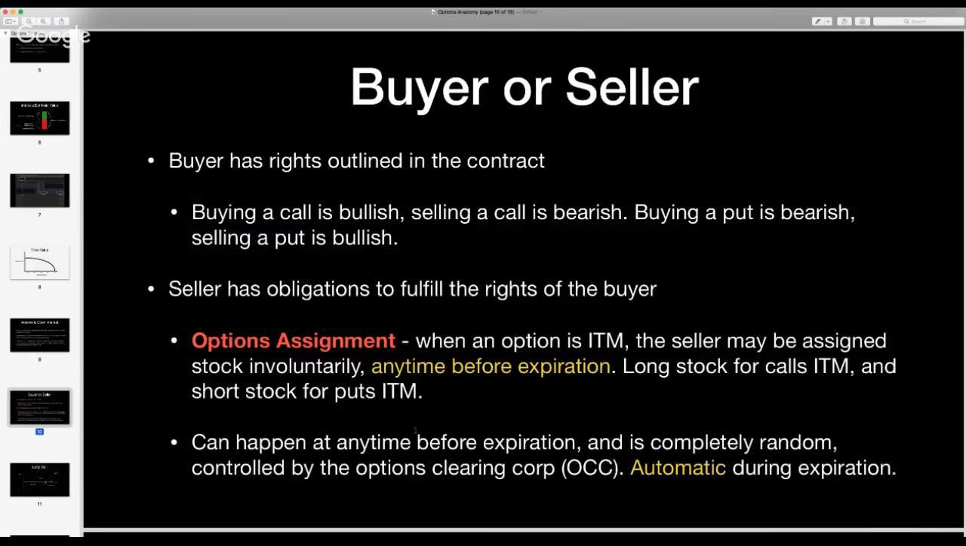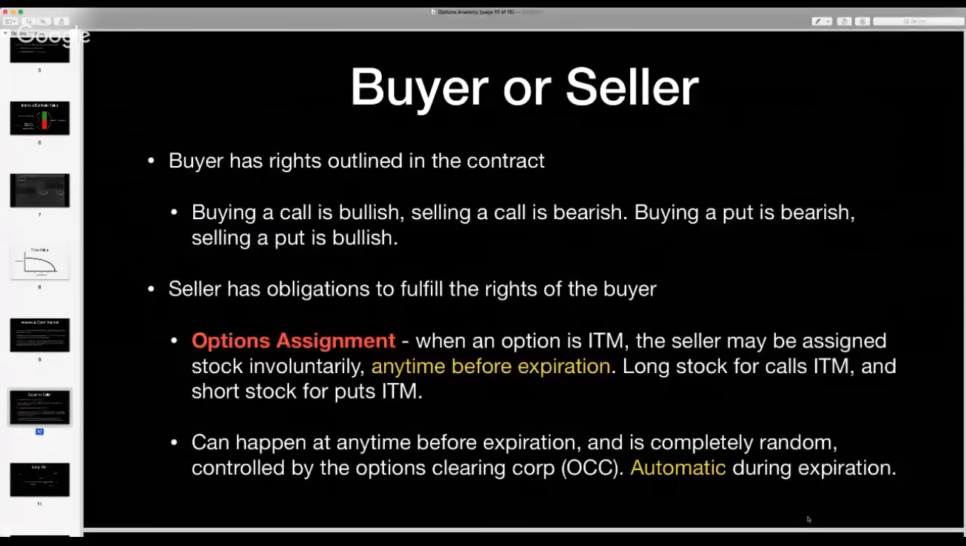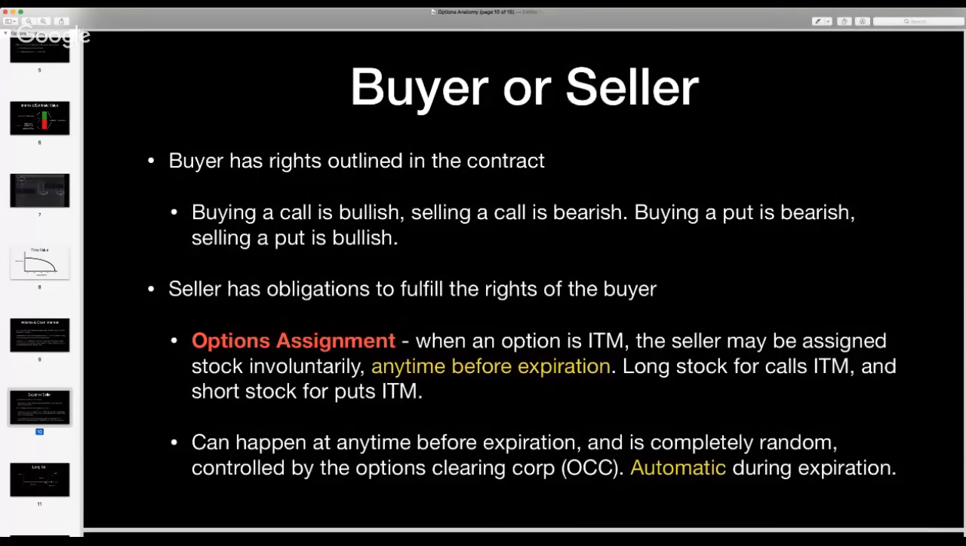And again, it can happen at any time before expiration, and it's completely random and controlled by the Options Clearing Corporation, the OCC. Of course, at the time of expiration, if it's in the money, it's automatic. It will happen no matter what. So you have to decide whether or not you may want to get out of it before it gets to expiration if you haven't been assigned. That way you have a little bit more control. All right. I don't know if there are any questions around that, but what I've done so far is I've given you pretty much all the basics of options. Now, there's more to it.